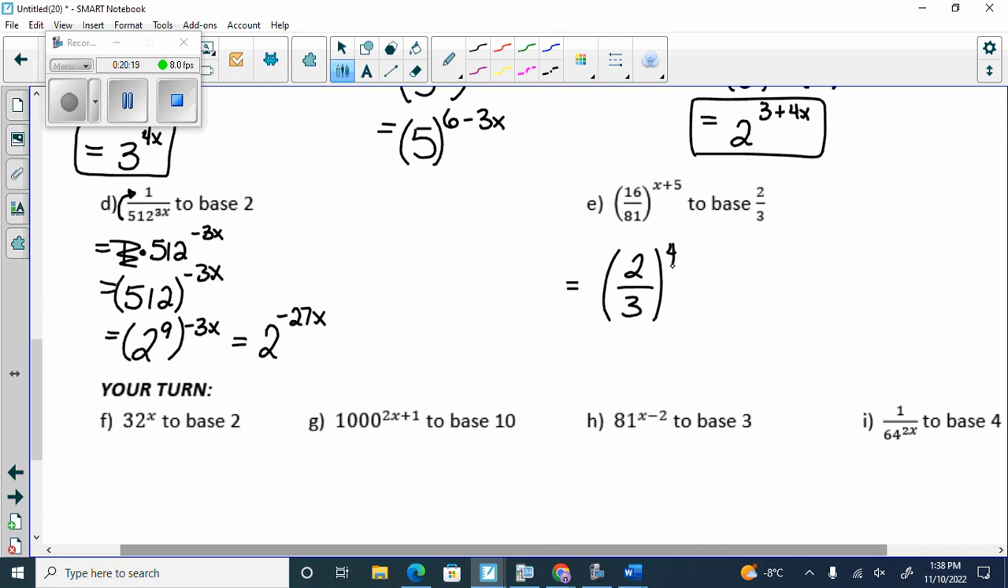If I distribute this 4 through, do I get 16 over 81? 2 to the 4 is 16. 3 to the 4 is 81. So I can write the whole thing to the 4, because both of them to the 4 get you the previous. But I still have to raise that to x plus 5. So I'm going to get 2/3 to the 4x plus 1.